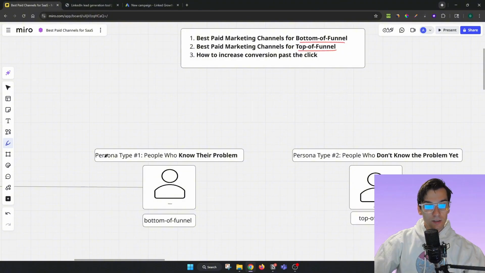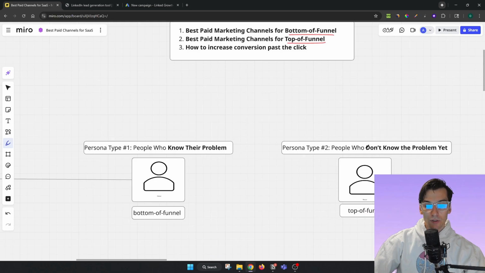Bottom of the funnel, and let's have two different personas. Persona number one is people who already know their problem and are searching for a solution, and your solution is their solution. Persona number two is people who don't know the problem yet and have no idea that they have this problem. Your job is to appear in front of them, identify their problem, have an aha moment, and provide the solution. That's how you convert these people into customers.